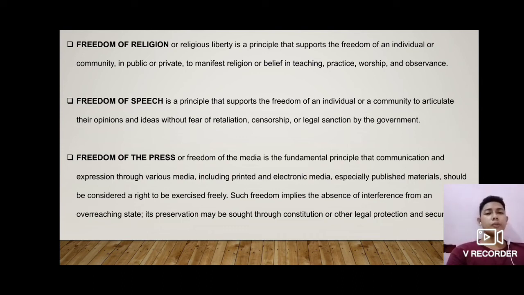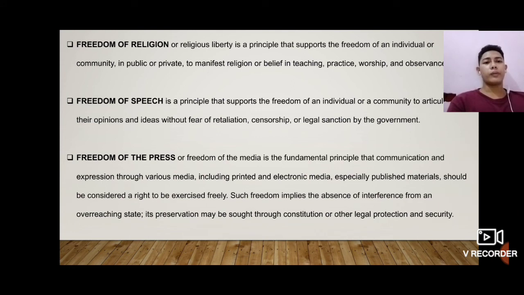Freedom of speech is a principle that supports the freedom of an individual or community to articulate their opinions and ideas without fear of retaliation, censorship, and legal sanction by the government.